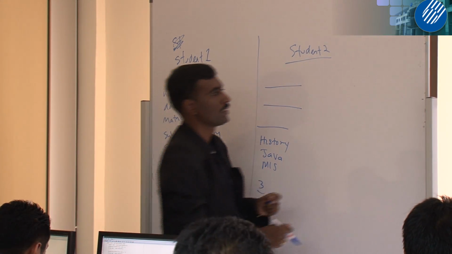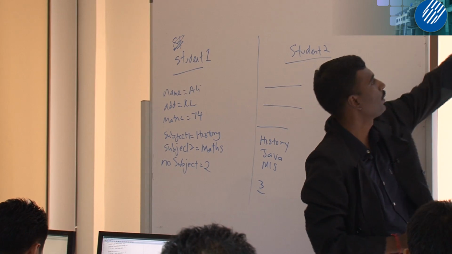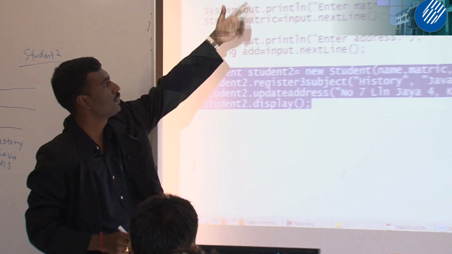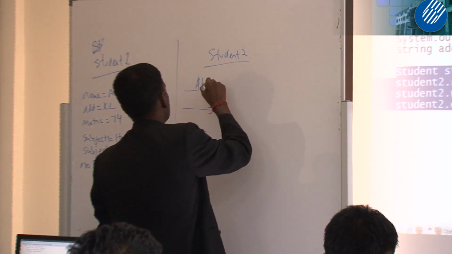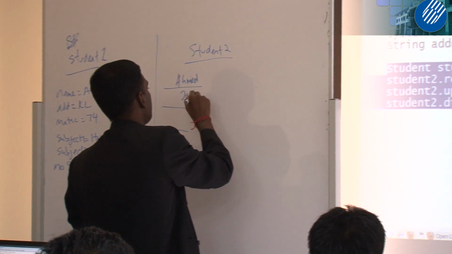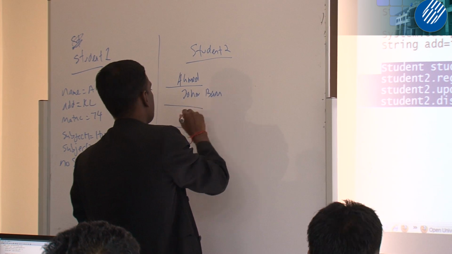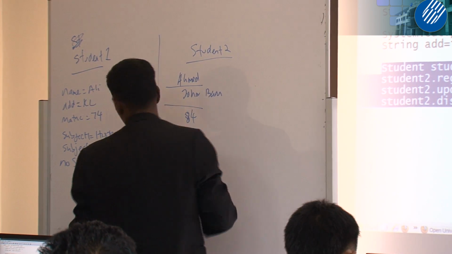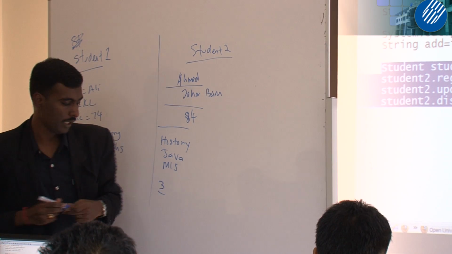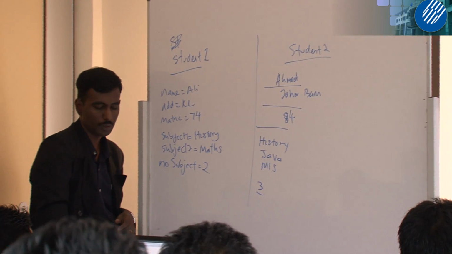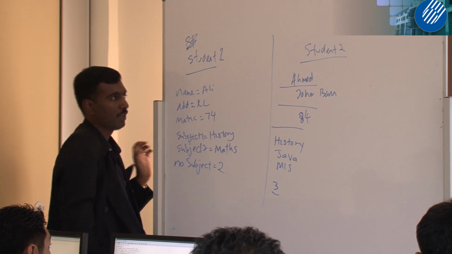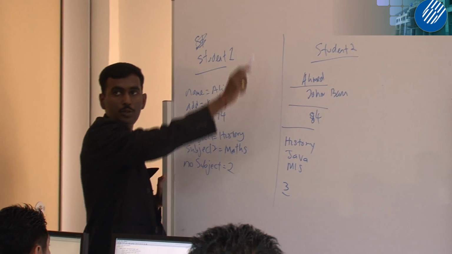Okay, let's say the student name. When you run the program, the system will ask you to enter the name. Okay, now it's Ahmad. Address is, let's say, Johor Bahru. Metric is 84. Okay, now look at this whiteboard. How many objects have you created? Two, right? So you have the student 1 object and the student 2 object.